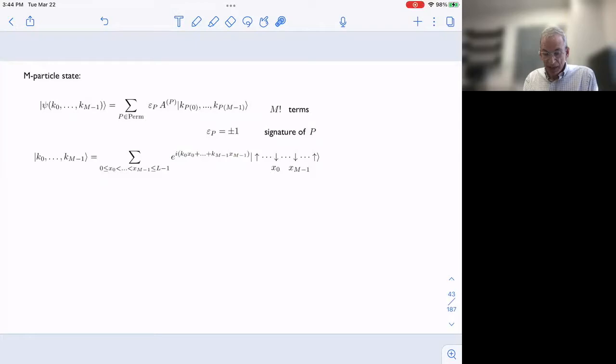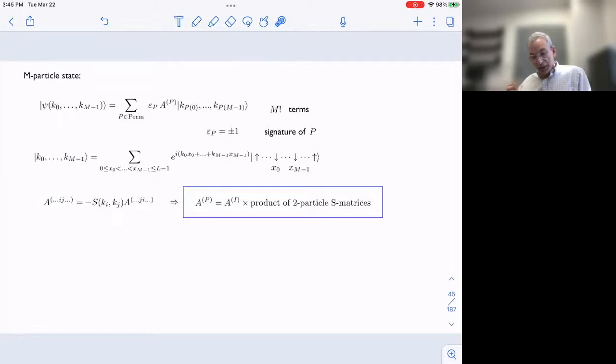But then when we put it here, we sum over all possible permutations of the k's. That's what this notation means. These coefficients, AP, are related again by this two particle S matrix. So knowing just the two particle S matrix, you can get all of these coefficients here. This is quite miraculous: you don't really need anything else except the two particle S matrix. You'll just get a bunch of products of them to give the coefficient for these vectors.